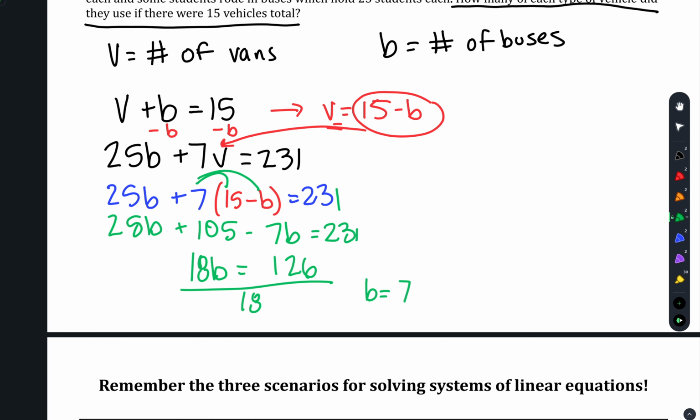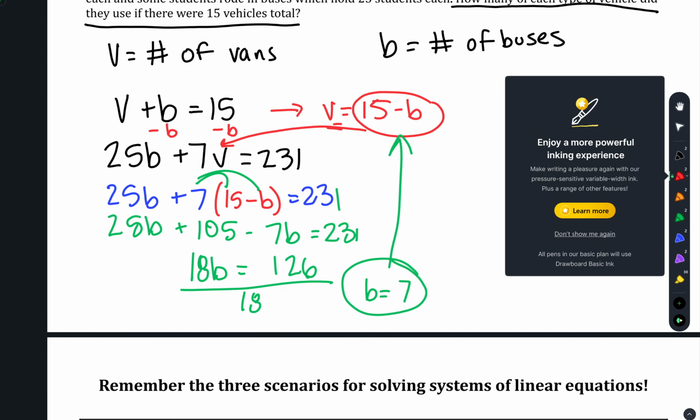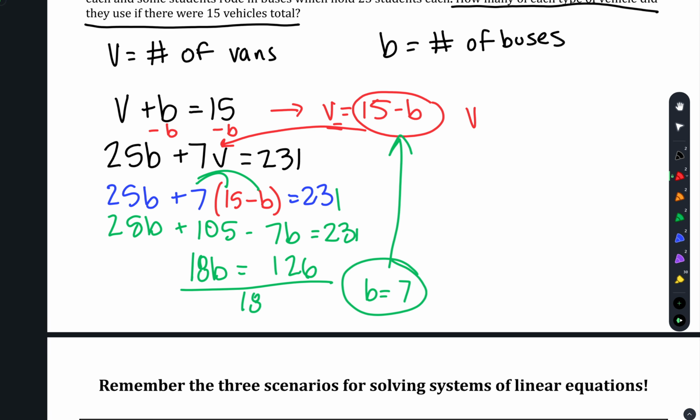Okay, so now that I have that, let's plug it back in up here to figure out how many vans. Vans is 15 minus 7, or vans is 8. So I brought 8 vans, 7 buses.